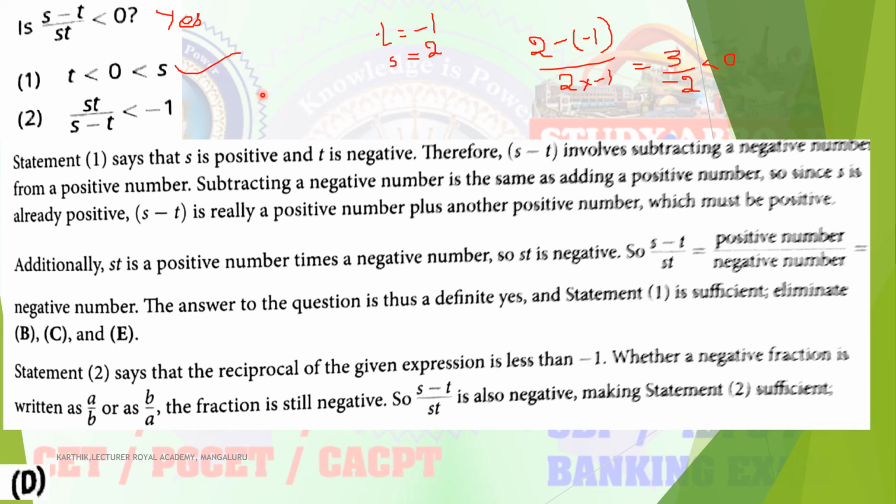The reciprocal of the given expression is less than -1. So st divided by s minus t is less than -1, which tells that s minus t divided by st is also less than -1. So option D is correct. Each statement alone you can answer the question.